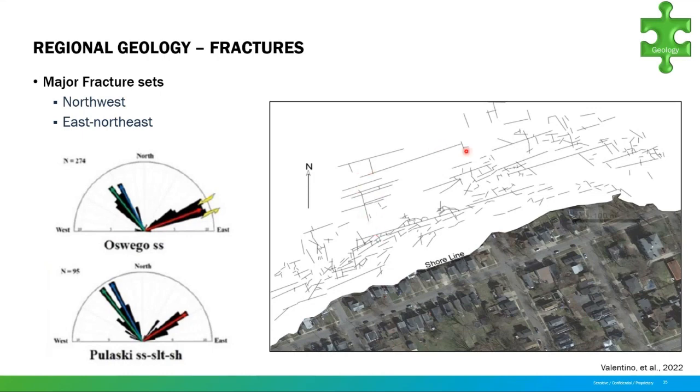The image that the point is on now is showing a fracture survey done in a surface water body offshore nearby the site. And it again shows the east-northeast fracture set and then a northwest to north-northwest fracture set. So consistent fracture sets here.